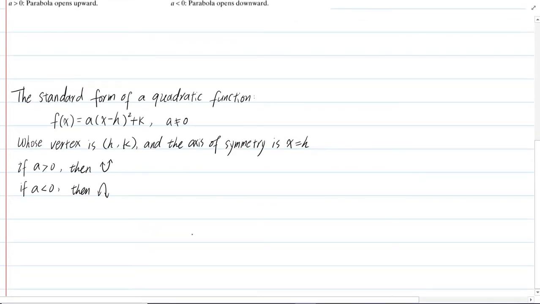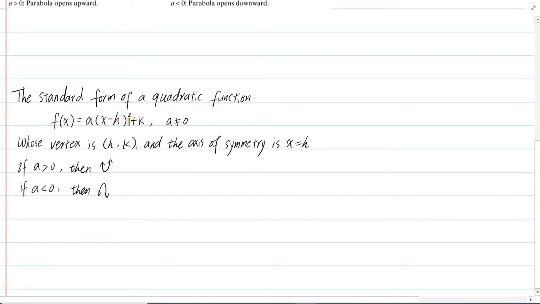Let's also take a look at what the standard form of a quadratic function is. I write it right here for you guys. It's very important that you know the standard form of a quadratic function. We have the standard form, where a cannot be 0. The vertex in this case is (h, k), and the axis of symmetry is x equals h. If a is greater than 0, then it opens upward. If a is less than 0, it opens downward. So you really need to remember this. We remember a couple of things.